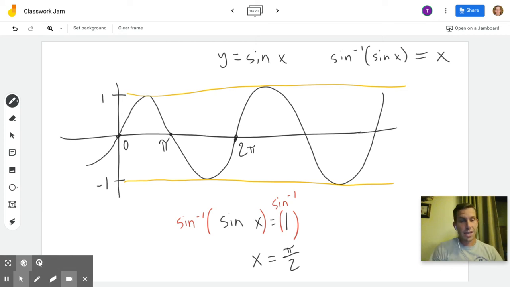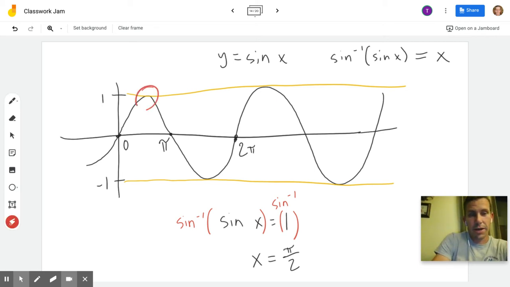So one interesting thing is that if we're trying to find the sine inverse of 1, you may notice that we found it right here. We used the calculator, we found it. It was at pi over 2. But look over here. There's another value of y equals 1. And there's another one over here. We just haven't graphed out that far.